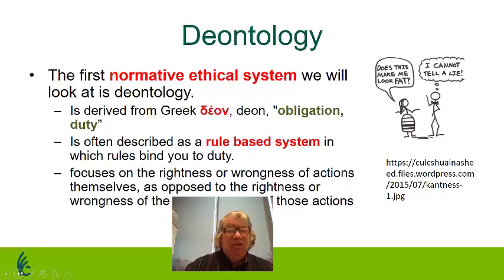Deontology is a system of bioethics that is said to be rule-based, or that is, it is a system in which we determine what things are morally right, and that we then have an obligation to do what is right. It focuses on the rightness or wrongness of actions themselves, as opposed to the rightness or wrongness of the consequences of those actions. In the deontological system, one is morally good based upon following obligation, even if it might harm someone else.